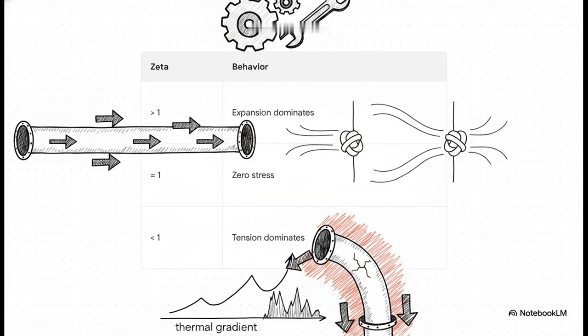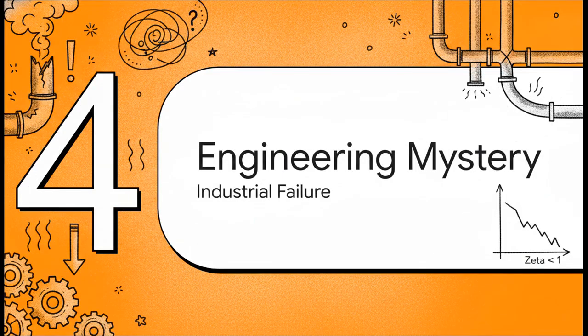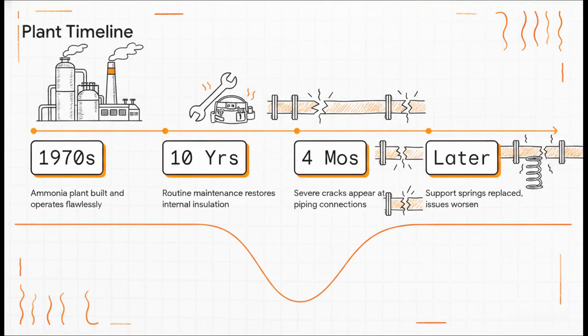But if zeta drops below 1, the thermal gradient dominates, and that turns the entire pipe system into a highly stressed, tension-loaded hazard just waiting to snap. To see just how destructive a zeta value of less than 1 can be, let's explore Section 4, an industrial engineering mystery. Tracing the timeline of this specific facility reveals a totally baffling pattern.